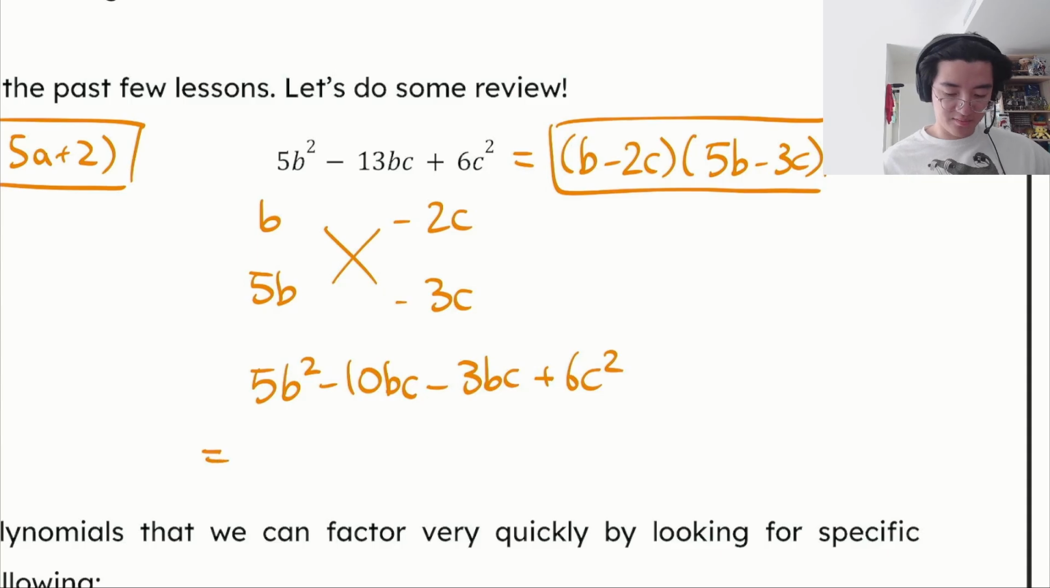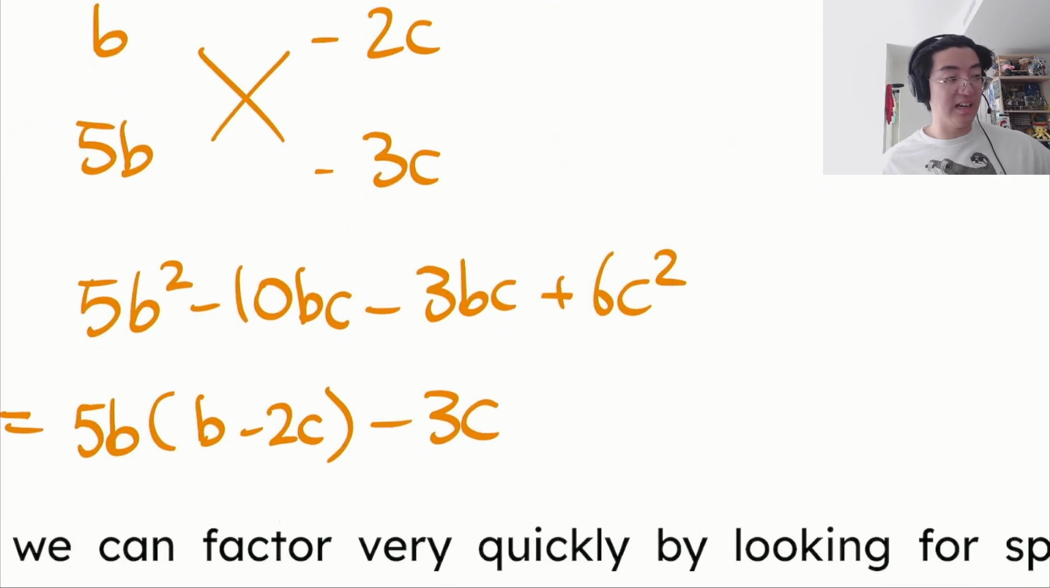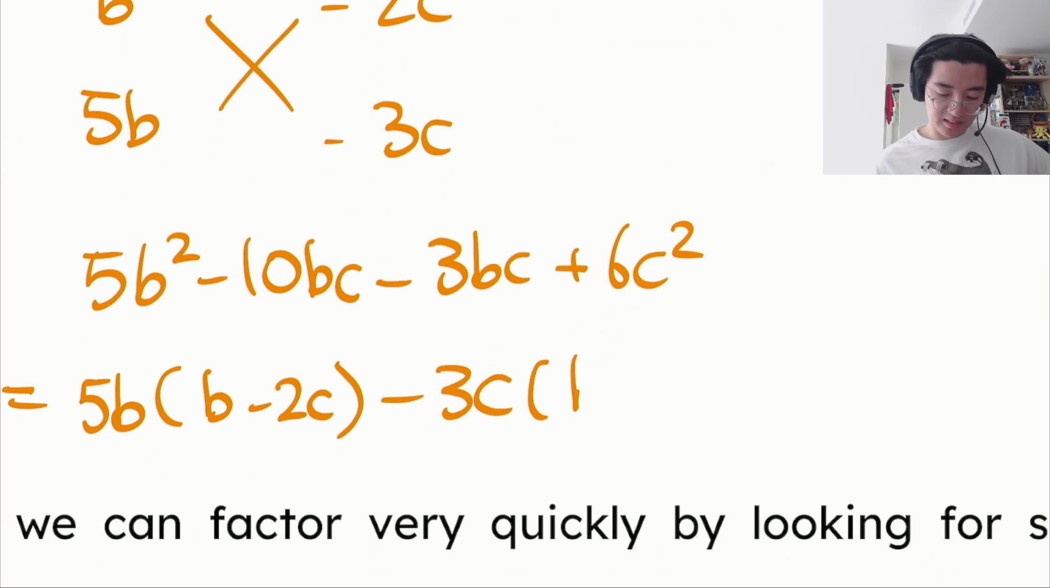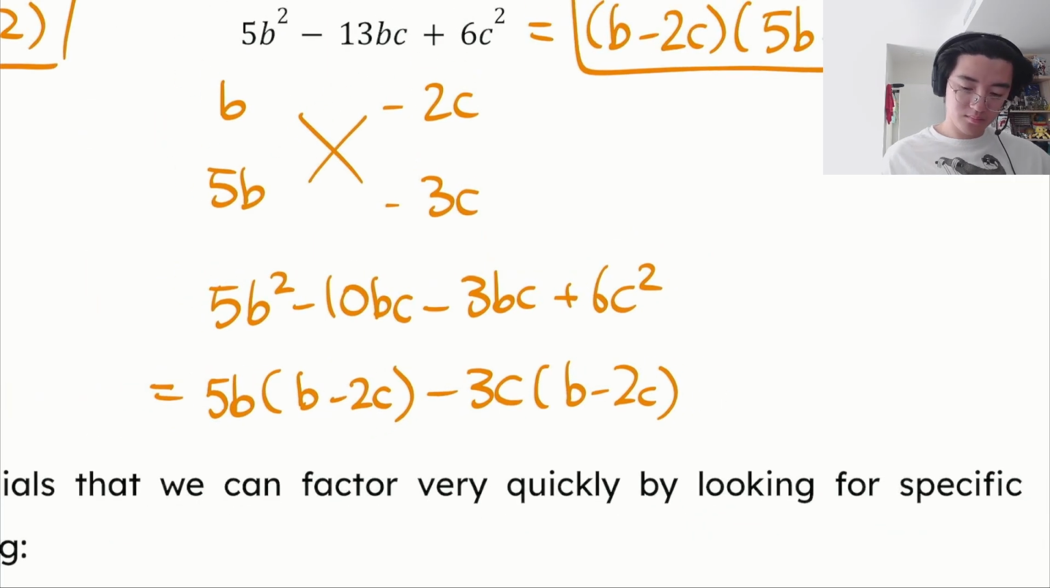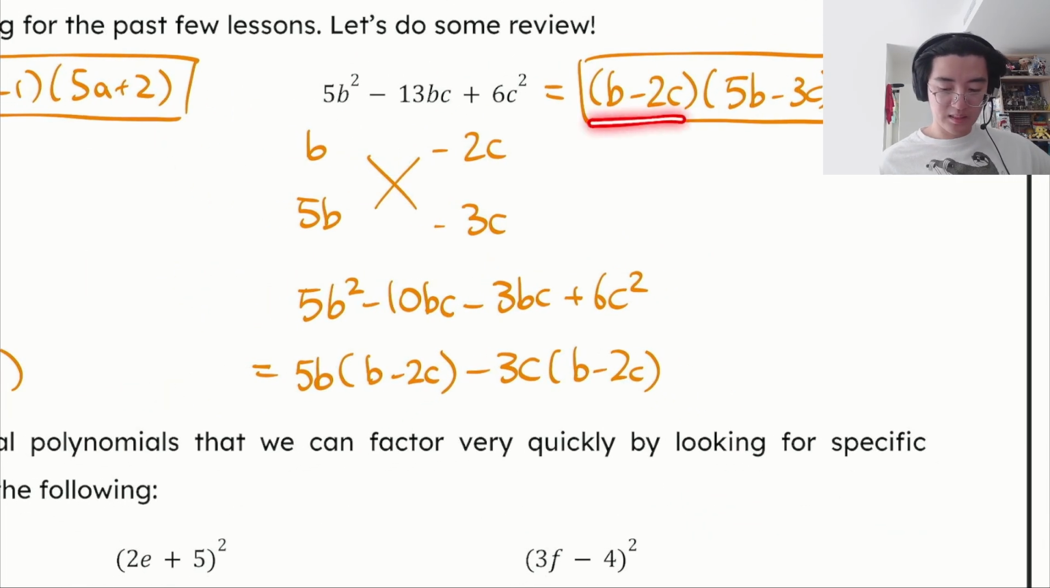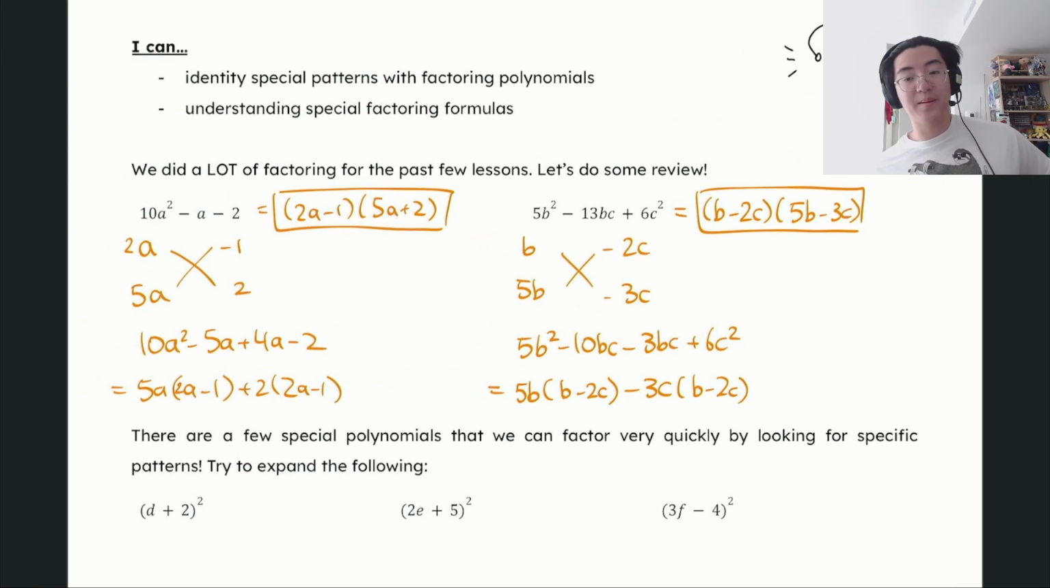Take out the 5b from the first clump. And take out, be careful here, negative 3c. Taking out a negative, so you get b and minus 2c. Right, b minus 2c, factor it out. 5b minus 3c. Okay, so yeah, quick little review of last time. If you're still unfamiliar with this, that's okay. Just keep practicing. This is not easy.